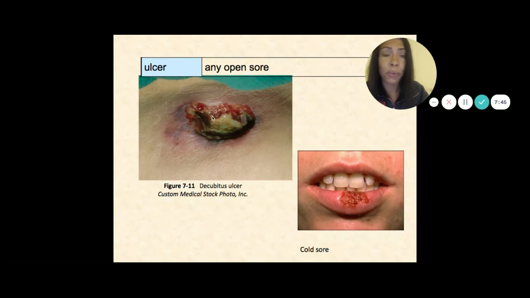And then finally, we have sores, right? Any kind of open sore, whether it's external to the body or even internal, like inside the mouth or the stomach, is called an ulcer. So we're going to replace the word sore in our vocabulary to use ulcer instead.